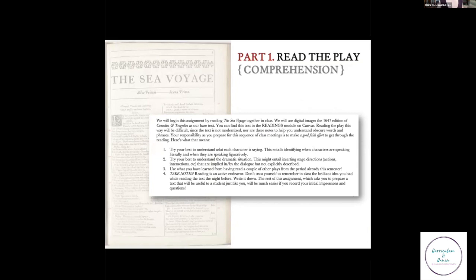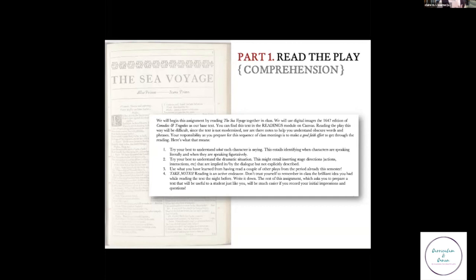Basically, make a good faith effort to understand what's going on, embrace the difficulty of reading in this early edition. It's not easy. Try your best to understand the dramatic situation. What have you learned from having read other plays? Apply that here and take notes. Right? Take notes on what you understand and what you don't understand.